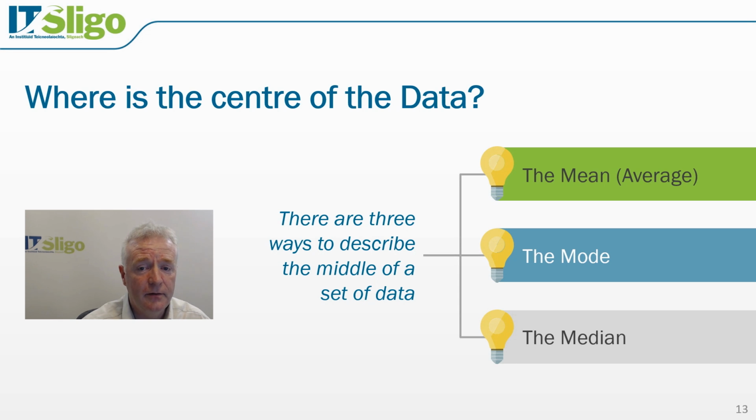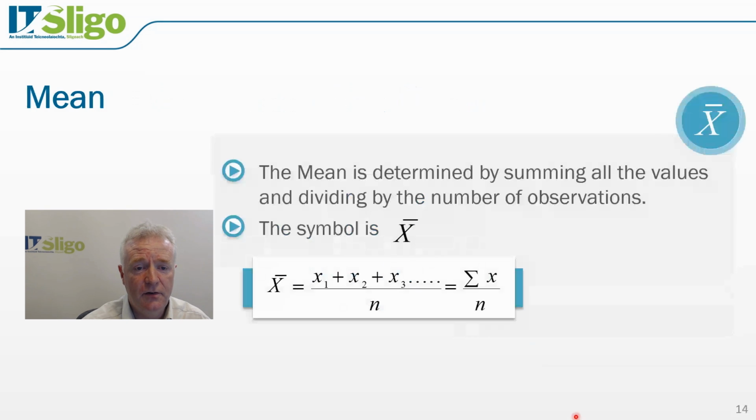There are three ways that we can describe the center or the middle of a set of data. The first one is the average or the mean, the second one is the mode, and the third one is the median. The most common one is the average. And the average is simply determined by summing all the values and dividing by the number of observations.